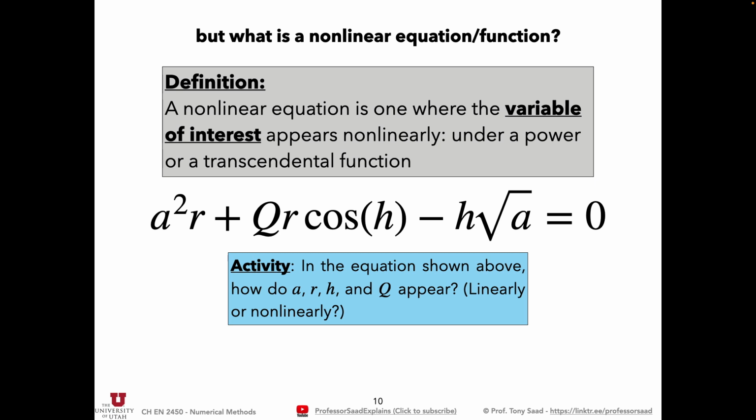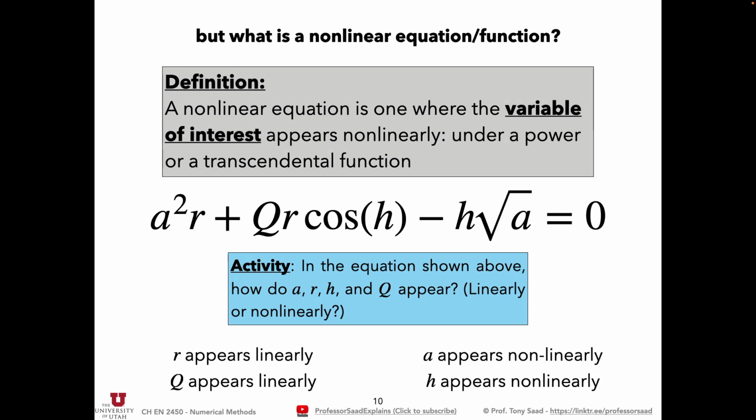Okay, nonlinear. Which term is the culprit? The cosine term, right? Cosine term. And finally, Q, linear. Okay, great, you got it. Okay, so R and Q, they both appear linearly. A and H appear nonlinearly. Now, is this a linear equation or nonlinear equation?